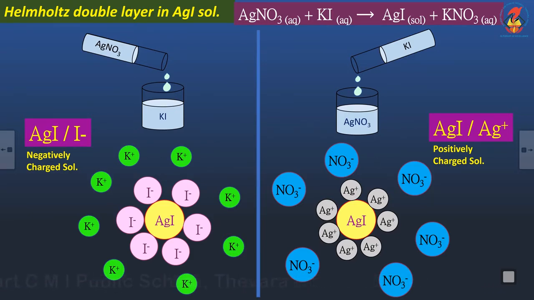Whatever silver nitrate comes from this test tube will react with potassium iodide and form AgI precipitate. Then when you compare the AgI precipitate forming here with the dispersion medium, here what is the dispersion medium? Potassium iodide. So when you compare the precipitate of AgI formed with the dispersion medium, that is potassium iodide, which is the common ion present in both? Iodide ion.